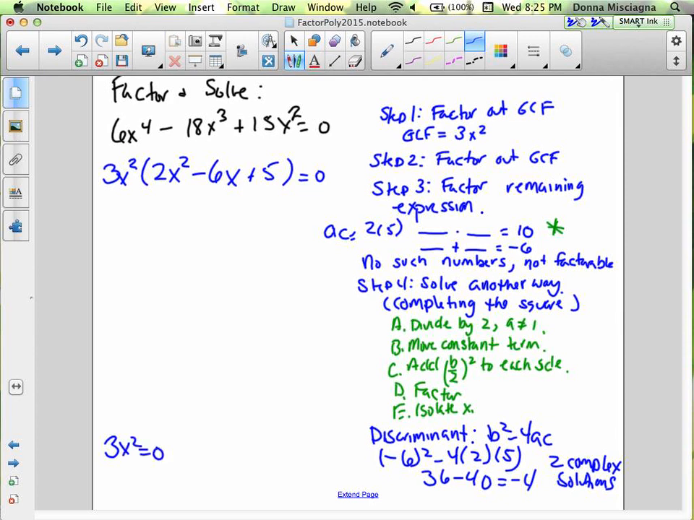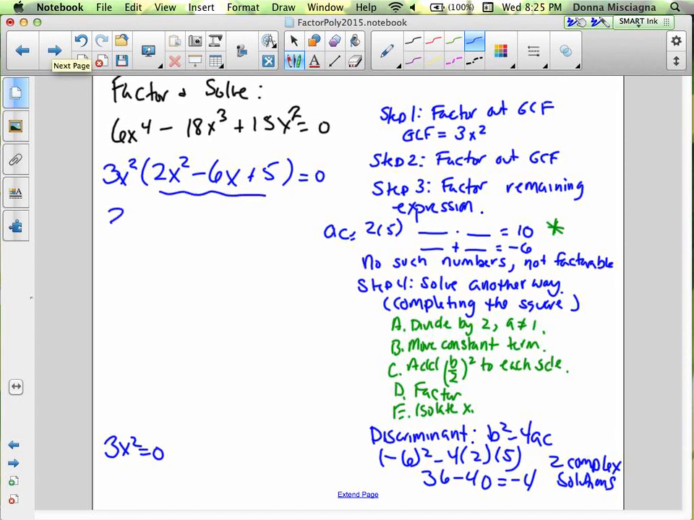Right? So I have it over there. So 2 times 5, that's 10. Multiplies to give you 10, adds to give you negative 6. Oh, there's no such number. That's not factorable. So let's solve another way. And this time let's use completing the square. All right? As practice. You won't come across too many of these when you're solving them. But here's one for our notes. So the 3x squared is already at the bottom. We're just going to deal with this.